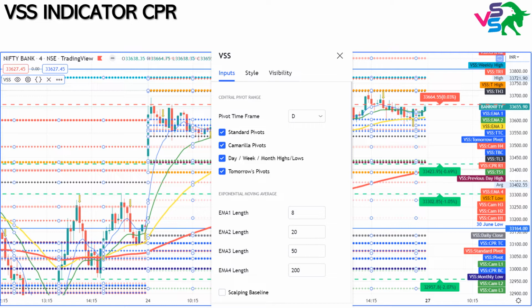For better clarity, CPR points are in dot lines with color variation from light red to dark red for resistance and light green to dark green for support. Camarilla pivots are marked in plus cross lines with color variation the same as CPR. Also we have day, week and monthly lows and highs marked with different color dot lines. Once you start using them, it will be easy for you to understand them. You can select as you wish. So the second best feature in the VSS indicator is CPR.